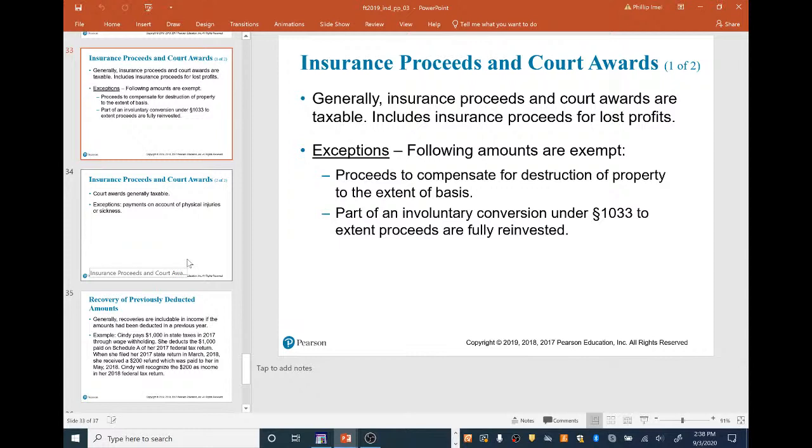Okay, some of the exceptions. The following amounts are going to be exempt: proceeds to compensate for destruction of property to the extent of basis, and part of an involuntary conversion under Section 1033 to the extent proceeds are fully reinvested.